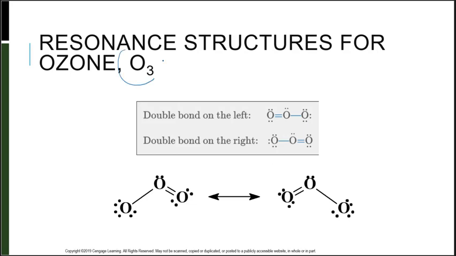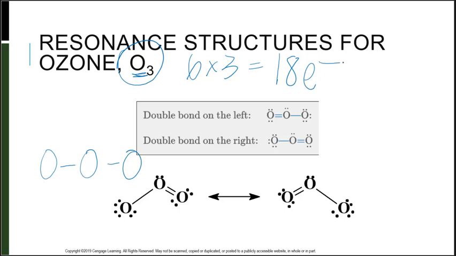For example, let's look at ozone, O3. If I have O, O, O, and each oxygen has 6 valence electrons and there's 3 of them, so we need to account for 18 electrons. Well, just by having 2, 4, now let's go 5, 6, 7, 8, 9, 10, 11, 12, 13, 14, 15, 16, 17, 18.